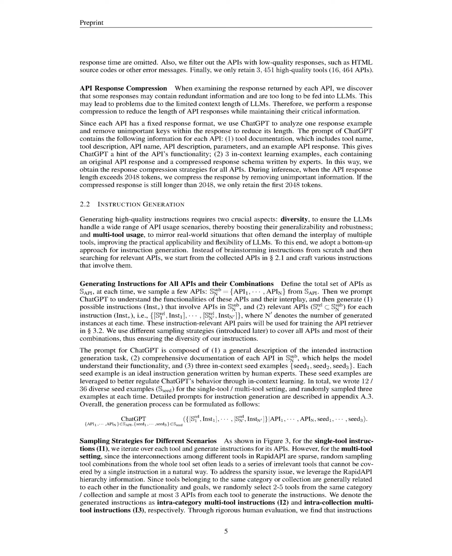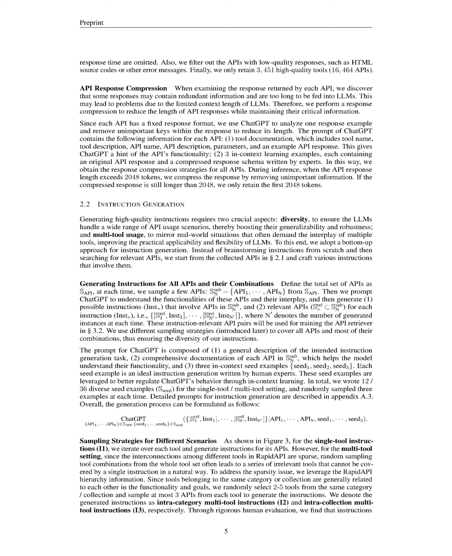Because the connections between different tools in RapidAPI are few and far between, if we were to randomly select tool combinations from the entire set, we'd often end up with a bunch of unrelated tools that can't be covered by a single instruction in a natural way. To get around this problem, we use the hierarchy information from RapidAPI. We know that tools that belong to the same category or collection usually have similar functions and goals.